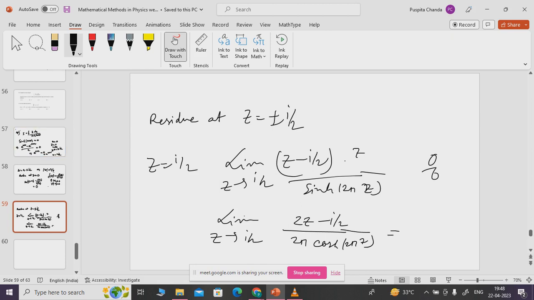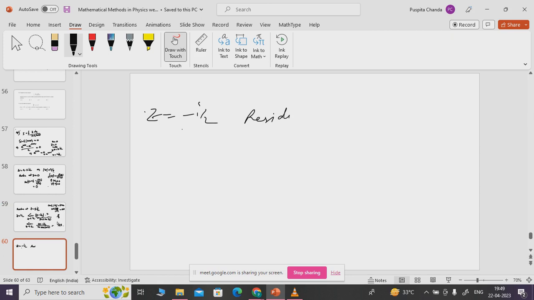And here when we put i by 2, we need to remember some condition like cosh of i x is cos x. When we put cosh 2 pi z at z is equal to i by 2, it will become cosh of pi i, so it will become cos pi. So putting all these values, we get i by 4 pi.